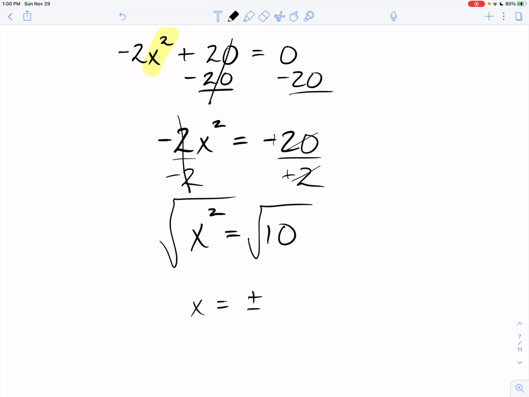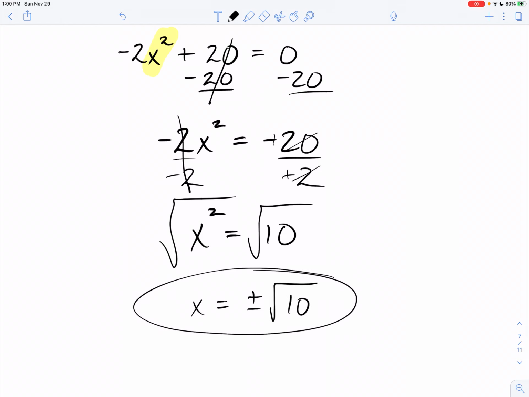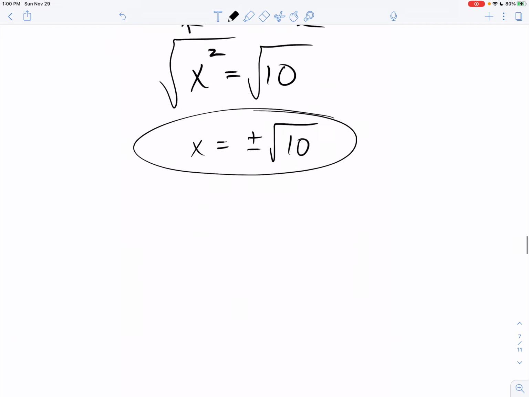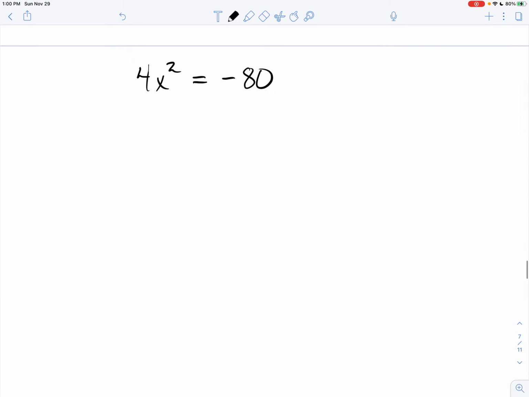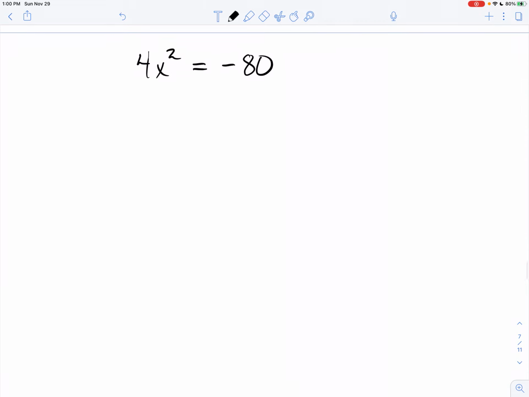Can you pull out anything out of rad 10? No, you're done. That thing's done. Stick a fork in it. It's done. All right. You guys try this one. Pause it. See if you can get it. No, go ahead. Pause it. Okay, I'll wait.